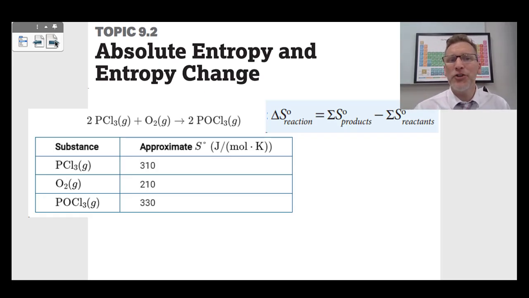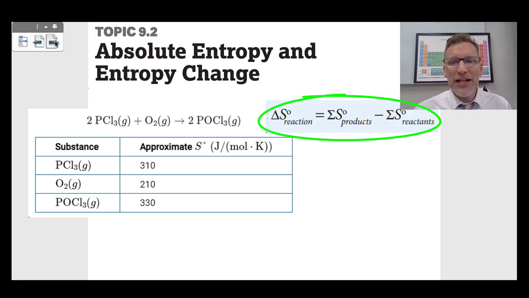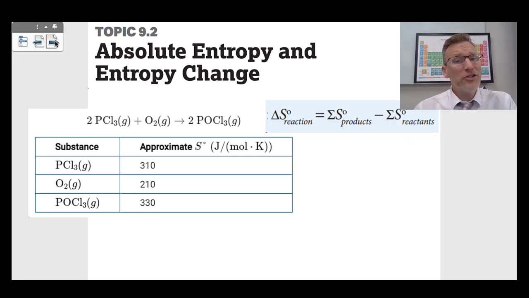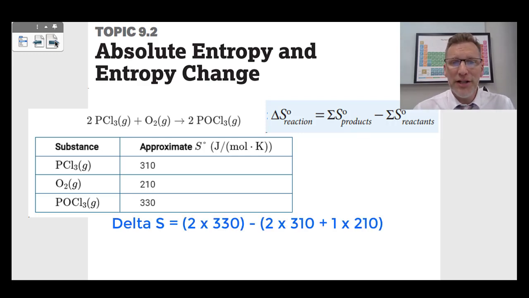This is the absolute entropy and entropy change. This is going to use that equation on your equation sheet. The delta S of your reaction is adding up all the S's of your products minus all the S's of your reactants. So take a look at this reaction. Let's look at our products. We have 2 moles of POCl3 gas. So you're going to take 2 times 330 minus the total of your reactants.